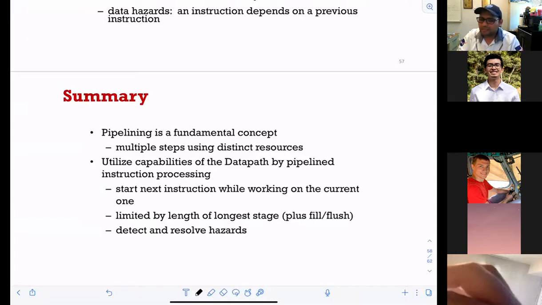Multiple steps using distinct resources, utilizing the capability of pipelining. So you have to start the next instructions while you are working on the current instructions. And then, you know exactly that while you are doing the work, sometimes you need to drain or sometimes you need to pause. It depends on the situation. And of course, this way is helping you to reduce the effect of hazards.